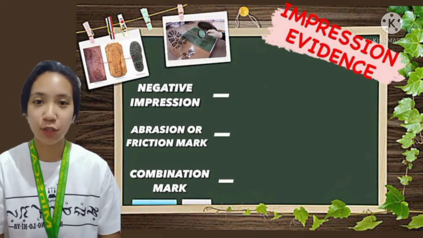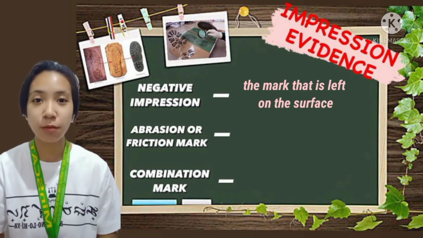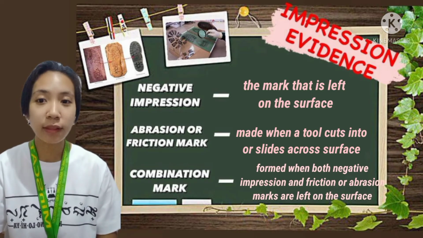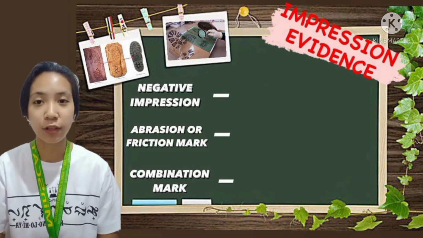Impression evidence also comprises negative impression, abrasion or friction mark, and combination mark. In negative impression, the mark is left on the surface. In abrasion or friction mark, it is made when a tool cuts into or slides across a surface, while in combination mark, it is formed when both negative impression and friction or abrasion marks are left on the surface.